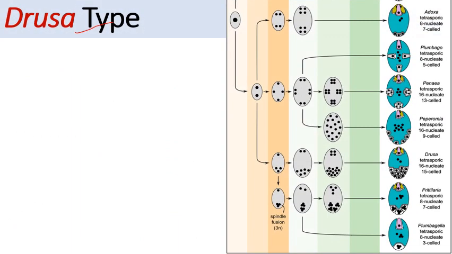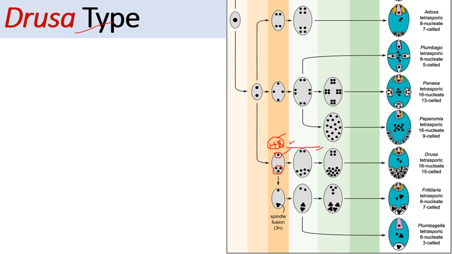The next type of embryo sac development is Drusa type. In the Drusa type of embryo sac, there is a 1 plus 3 arrangement of the megaspore nuclei; the 4 nuclei are arranged 1 plus 3. 1 is at one corner, 3 at the other corner. They will undergo 2 mitotic divisions.